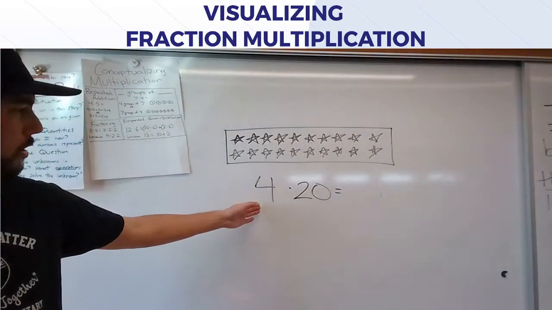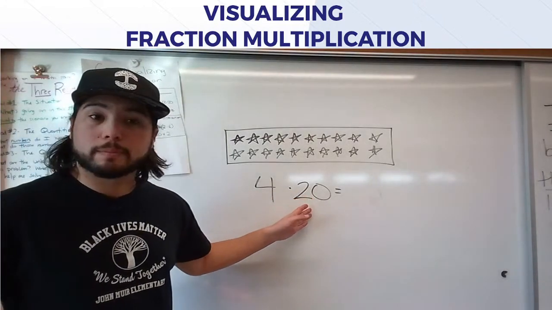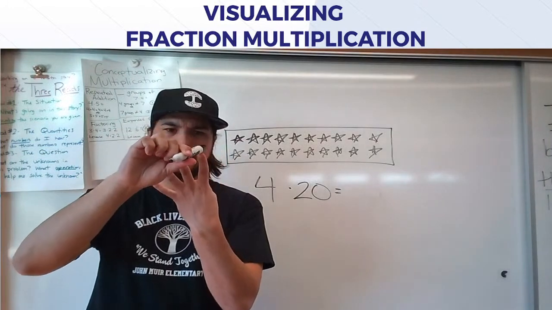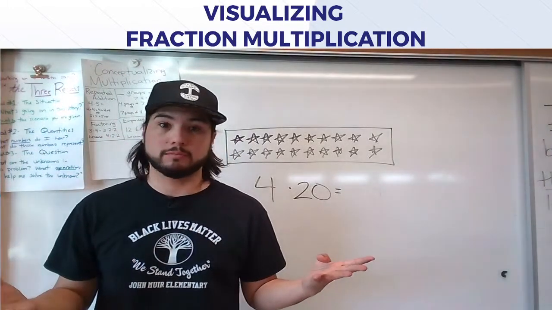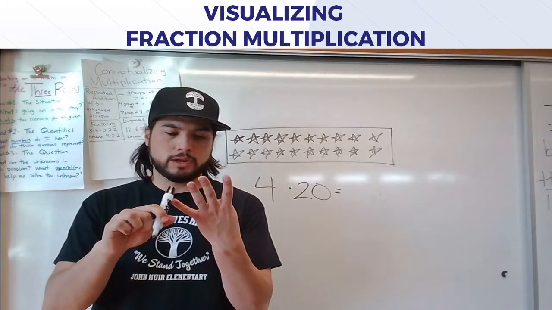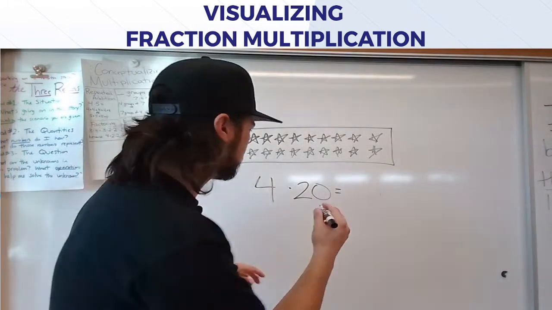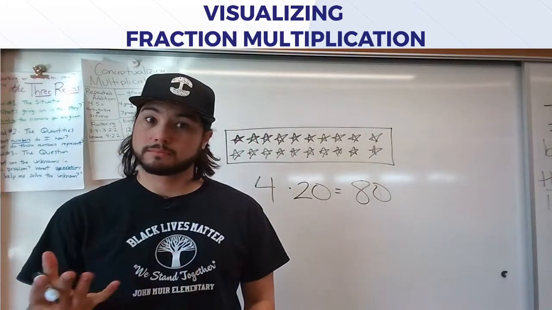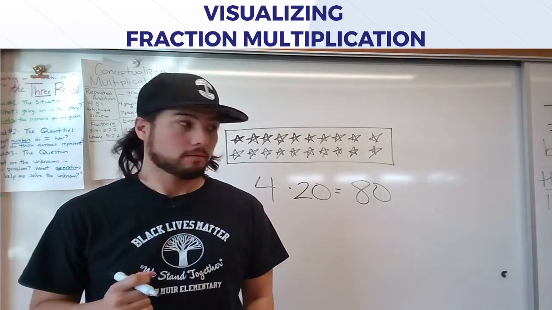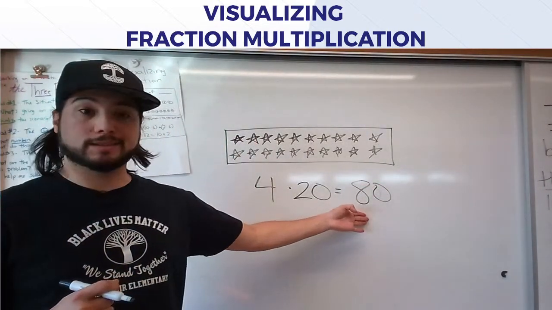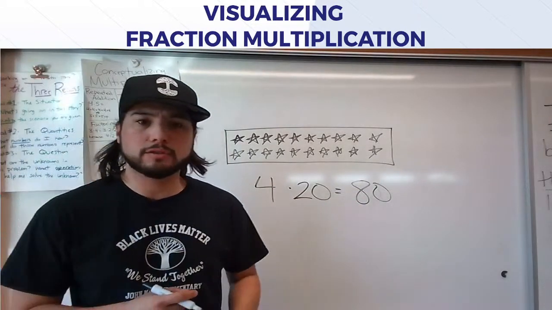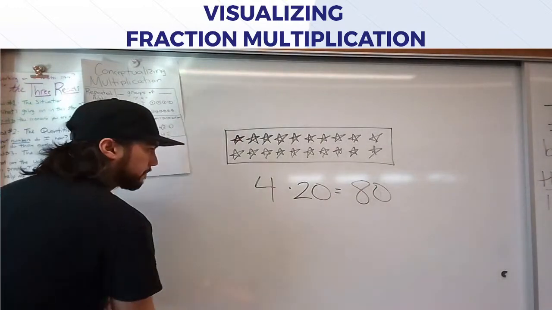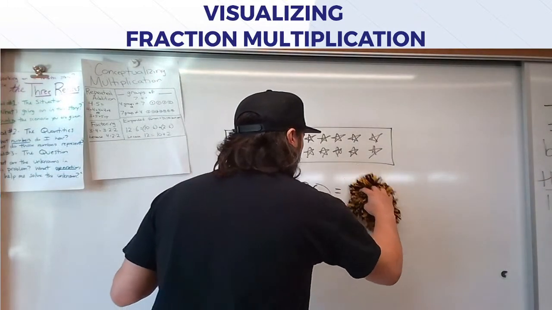So let's think about 4 groups of 20, right? Being able to say 20 plus 20 plus 20 plus 20, right? That's the foundation of multiplication. 20, 40, 60, 80. And our product is a lot larger than our 2 factors because we're taking multiple groups of something, right? But what if we thought about it like this?